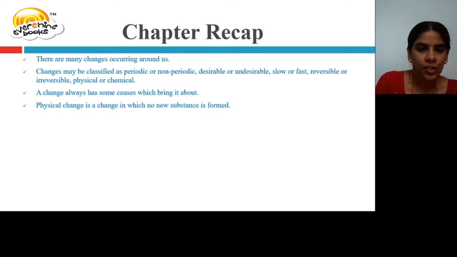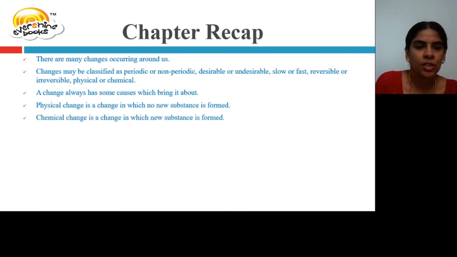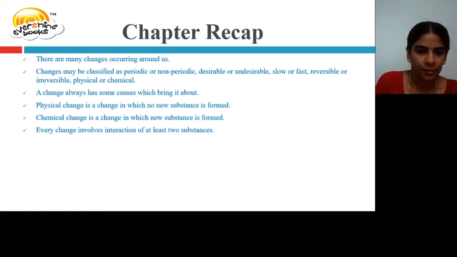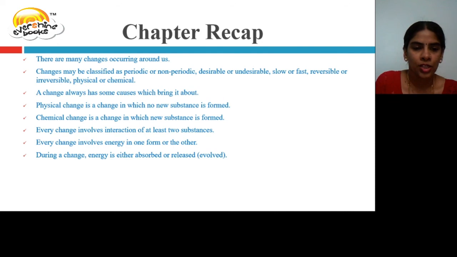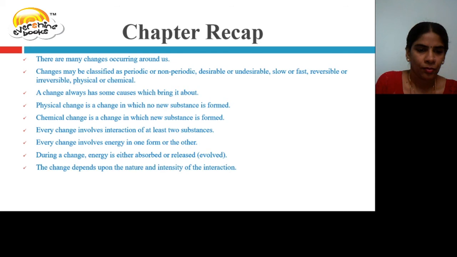Physical change is a change in which no new substance is formed. Chemical change is a change in which new substances are formed due to alteration of the composition. Every change involves interaction of at least two substances. Every change involves energy in one form or the other. During a change, energy is either absorbed or released. The change depends upon the nature and the intensity of the interaction.